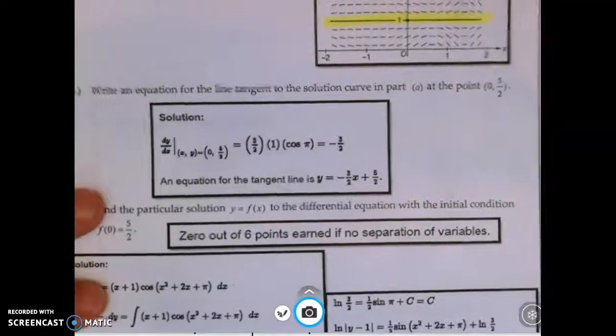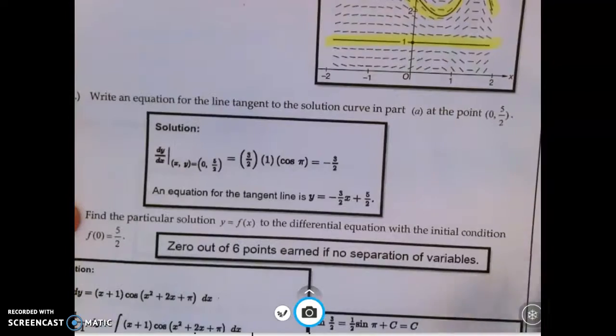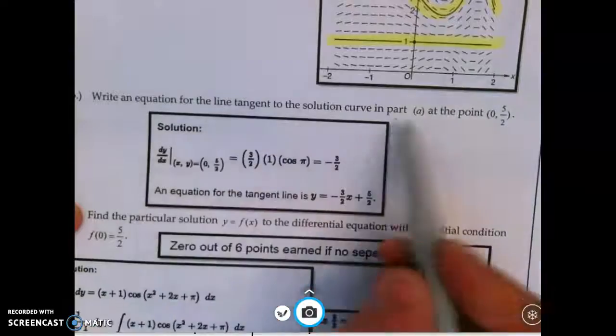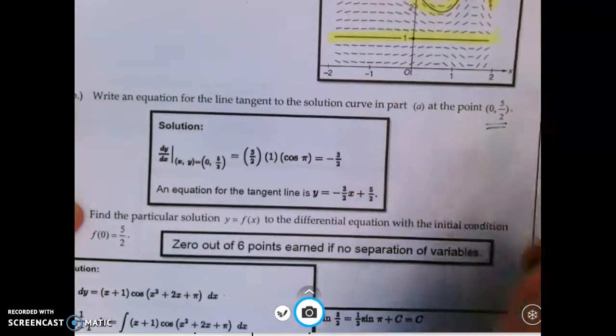Okay? Part B. Now write an equation for the line tangent to the solution curve through the point (0, 5/2).